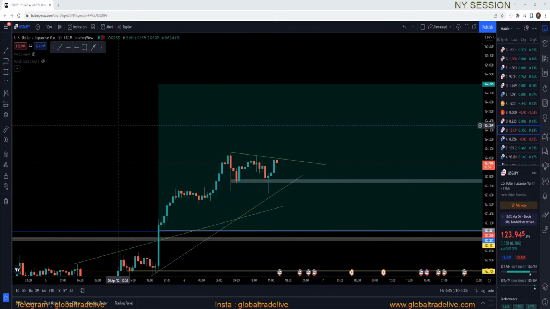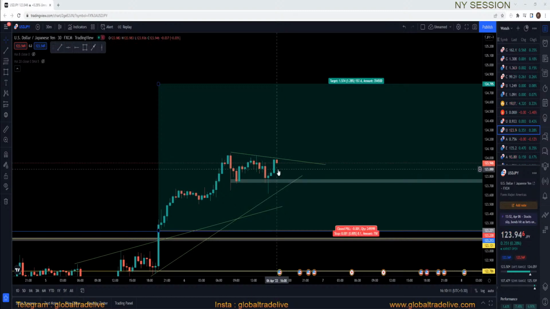So over here, this was the trade I took yesterday in USD JPY, and it's running right now in around 72 pips, and my target for this particular trade is over here, like 157 pips.